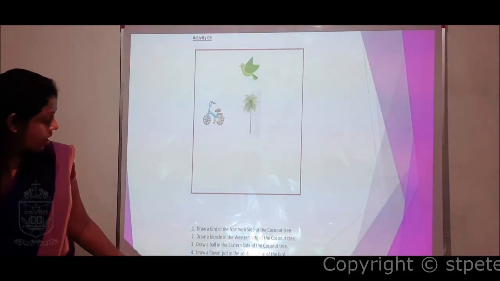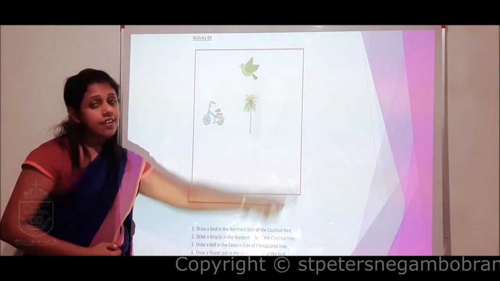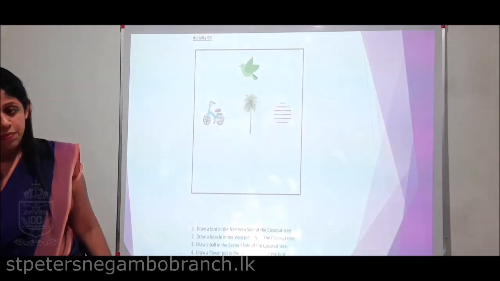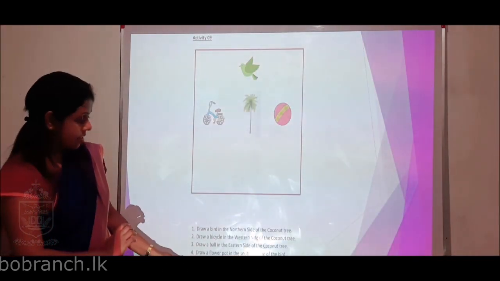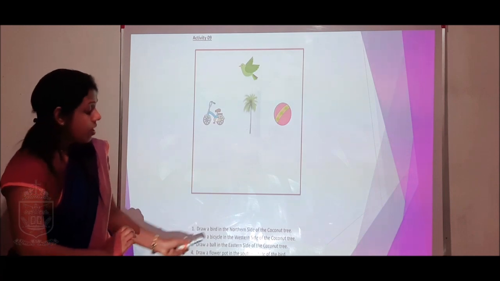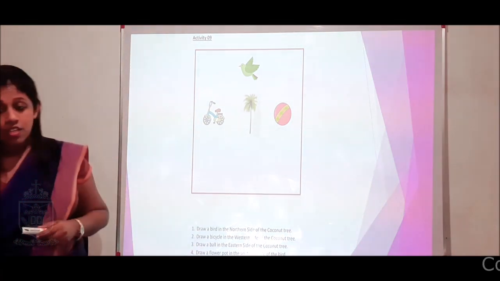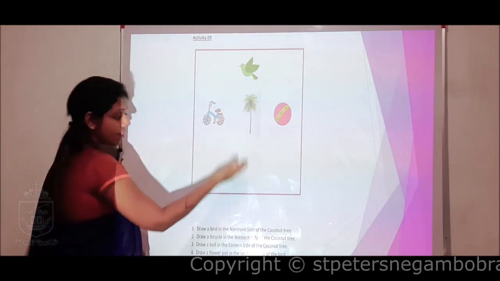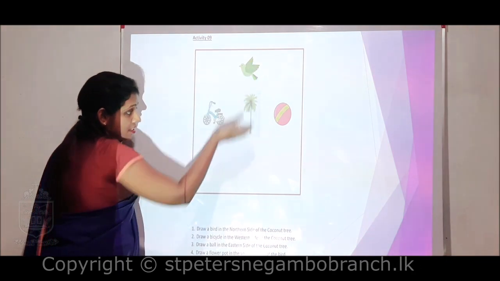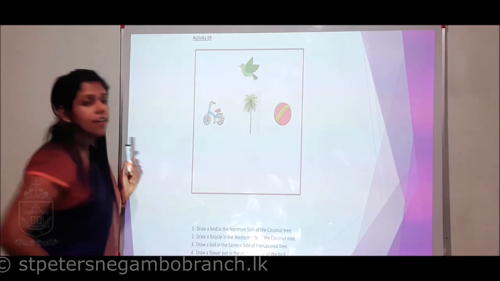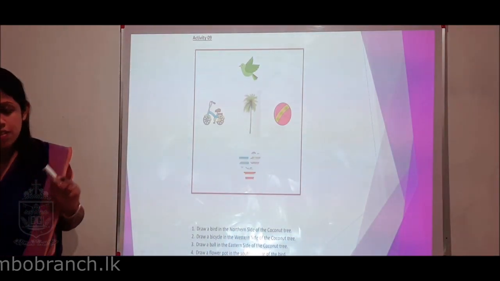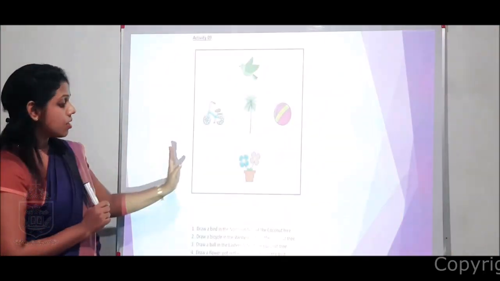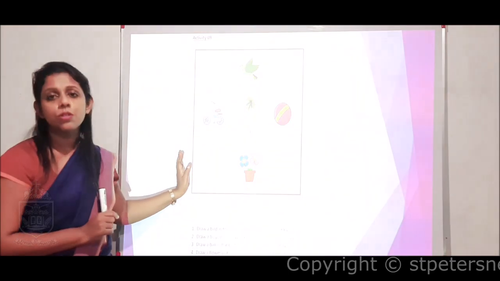Okay. Draw a ball in the eastern side of the coconut tree. We have to draw a ball in the eastern side of the coconut tree. The last sentence. Draw a flower pot in the southern side of the bird. So this is the bird. So southern side of the bird, we have to draw a flower pot here. Is it clear, children? Yes, I think so. So we'll move to the last question now.